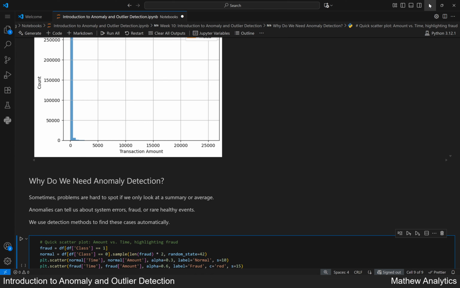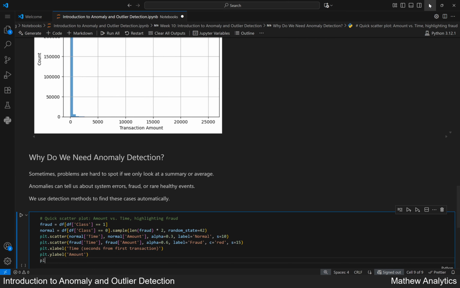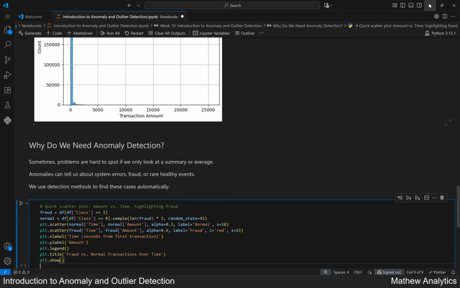We label the x-axis to indicate the time of transactions in seconds from the first transaction. We label the y-axis to indicate the transaction amount. We add a legend to distinguish between normal and fraud transaction points. We add a title to the plot to summarize what the visualization shows. We display the plot on screen.